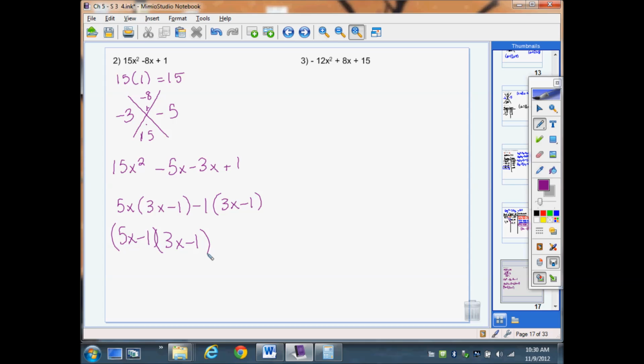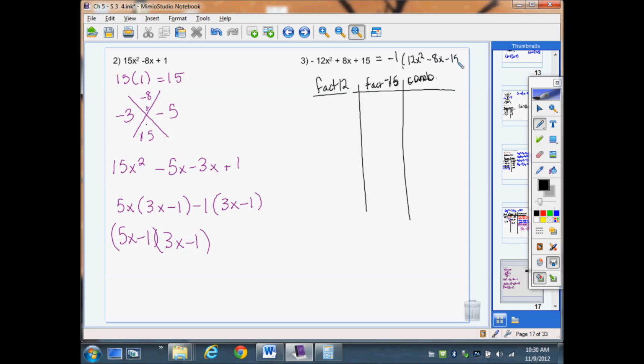If I use the reverse FOIL method, I know that my first term is negative. Actually, no. Sorry. Scratch that. Well, it'll be about the same. I don't want my first term to be negative. So I'm going to change this, and I'm going to go ahead and factor out a negative 1, which will make this 12x squared minus 8x minus 15. I always want that leading coefficient to be positive when I'm factoring. It just makes it easier.